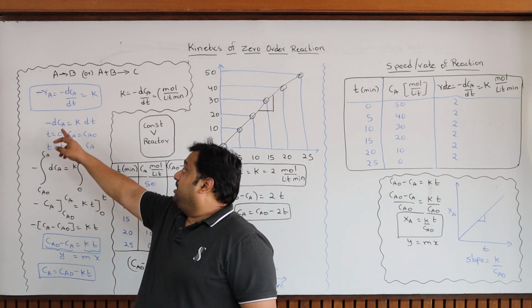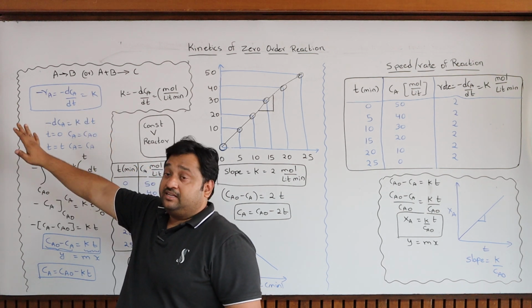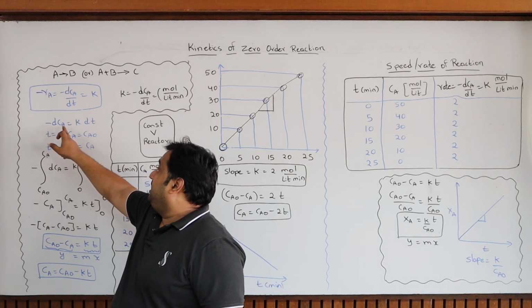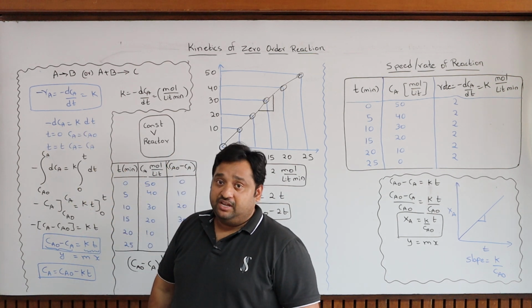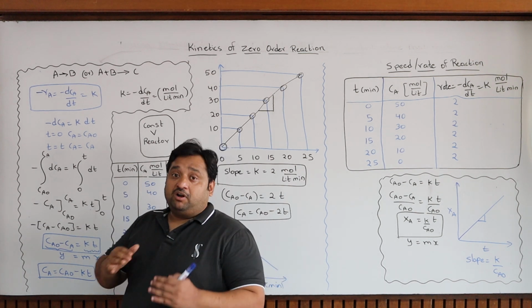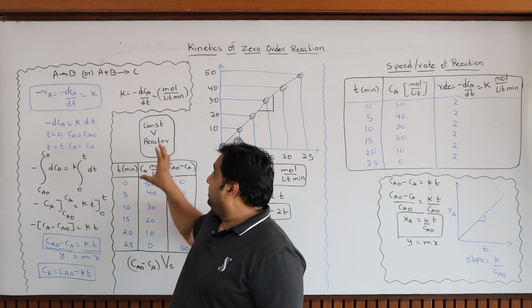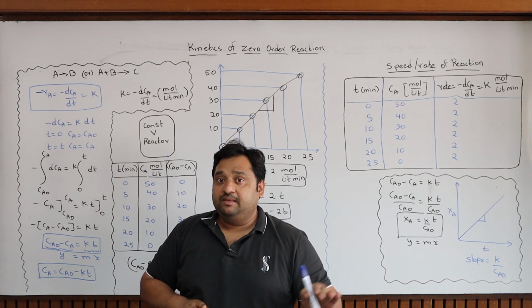If you take dt to the other side and dCA to the opposite side, minus dCA is equal to K into dt. Now if you integrate this equation, you will get a final equation. And what limits do you have to integrate? Everything is happening in a batch reactor. All the kinetics will be found in the batch reactor only.